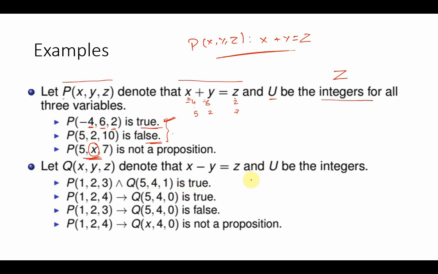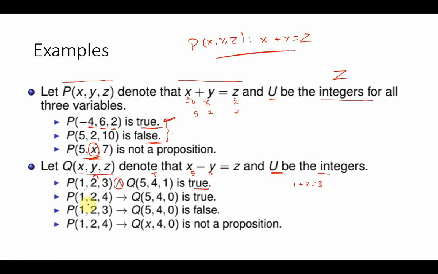Once again, let's take an example. Here I am defining another predicate, Q: x minus y is equal to z, and once again the universe of discourse is the set of integers. Now I'm using a connective over here, P(1,2,3) and Q(5,4,1). For P(1,2,3), 1 plus 2 is equal to 3, which has a truth value of true. For Q(5,4,1), 5 minus 4 is equal to 1, so this has a truth value of true. So true and true gives me a truth value of true.